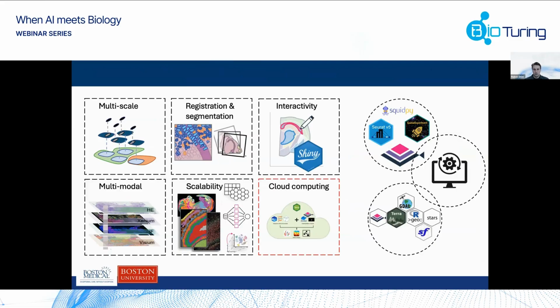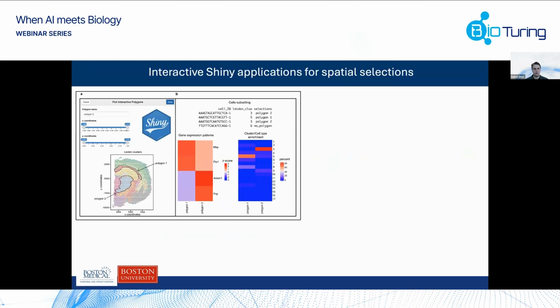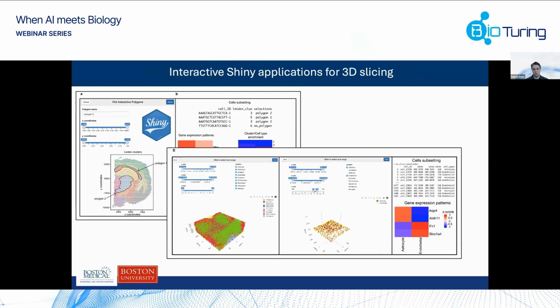All right, so very short, we have Giotto Suite. It is already installed on Terra, but you can install it on any type of cloud software that you want. We have some Dockerized versions if you're interested in that. Interactivity, really briefly, we also have some Shiny apps. Again, if you're interested in identifying regions just using your eye, you can do that. We have some more advanced apps.